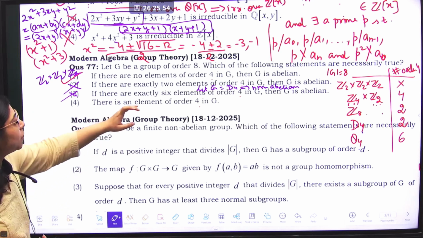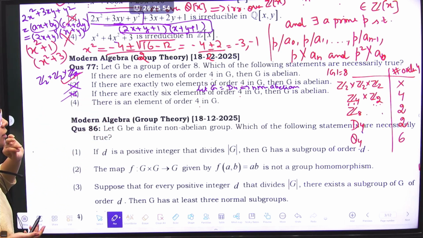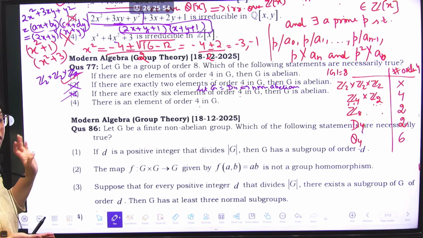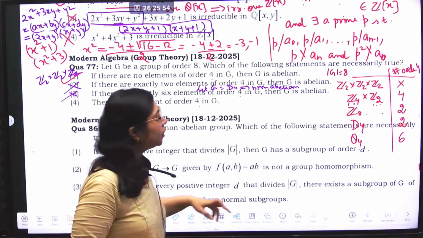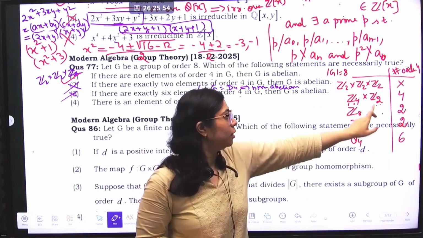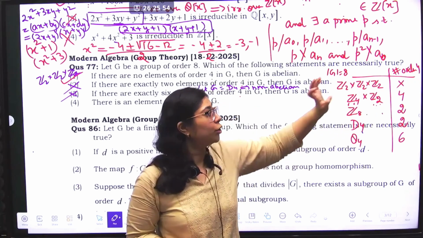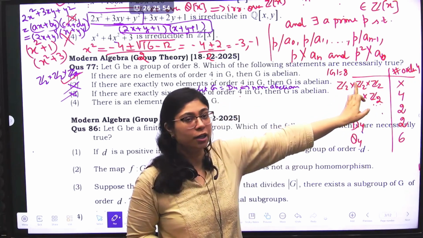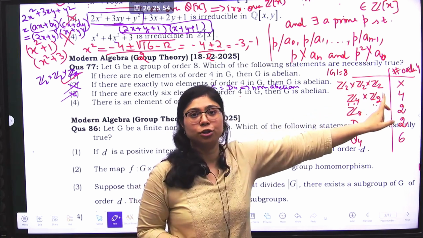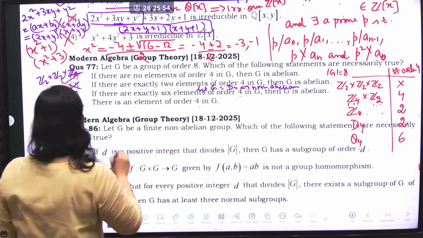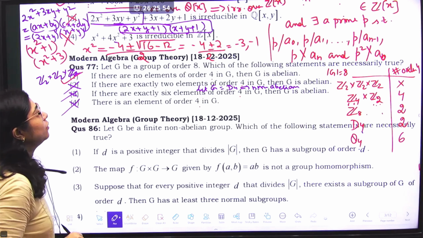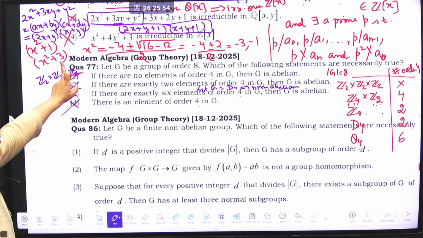There is an element of order 4 in G. It says that the number of elements of order 4 must be at least 1. Is this always possible? No, because Z2 cross Z2 cross Z2 has no element of order 4. It has 1 element of order 1 and 7 elements of order 2. So this statement is also false, and this being a part C question, it has only one correct option.